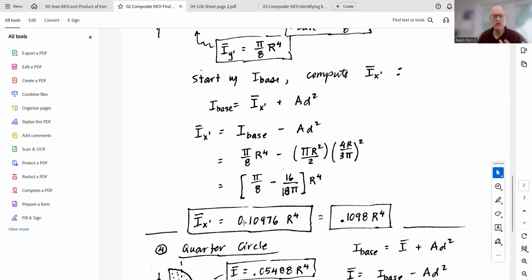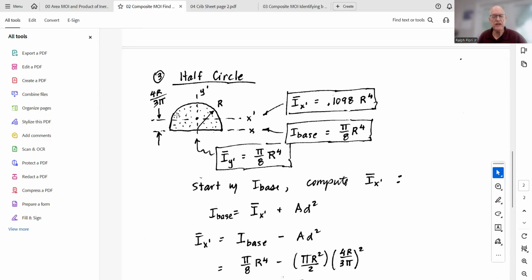And so for a half circle, I bar is 0.1098 r to the fourth. And that's about this centroidal axis, this direction. There's actually a different I about this vertical axis, and it's pi over 8 r to the fourth, which is the I about the y prime axis.